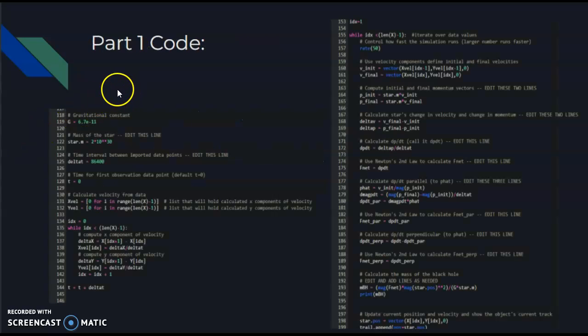So for part 1 code, we have the mass constant we were given in the instructions. We had to find the time in 1 day, also given in the instructions. So this is the amount of seconds in a day. Then we have this other starter code.